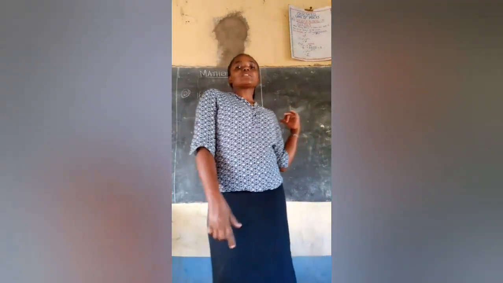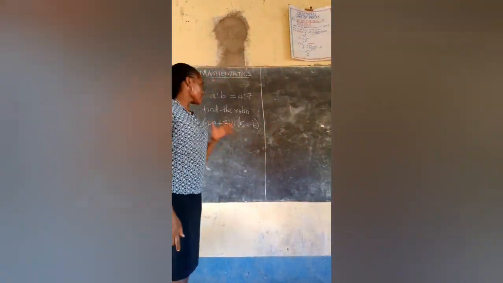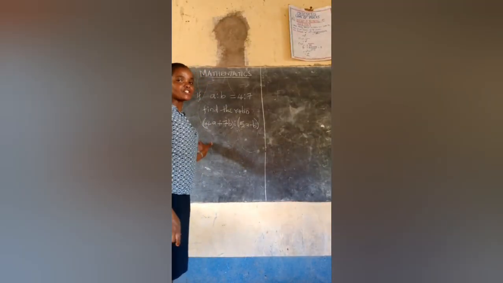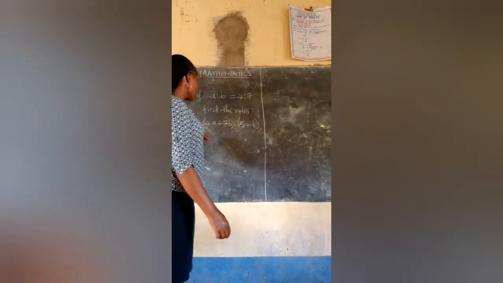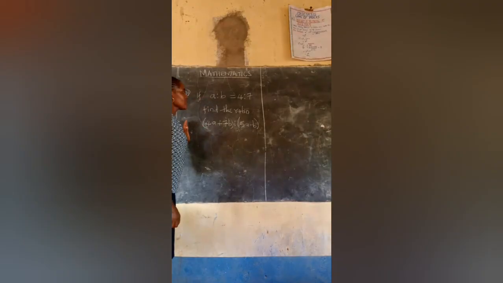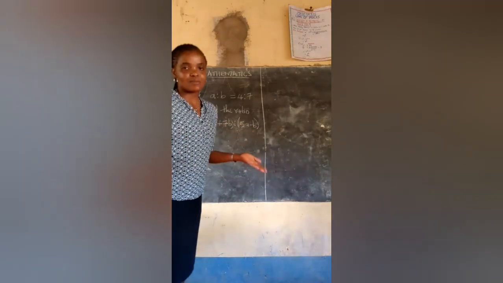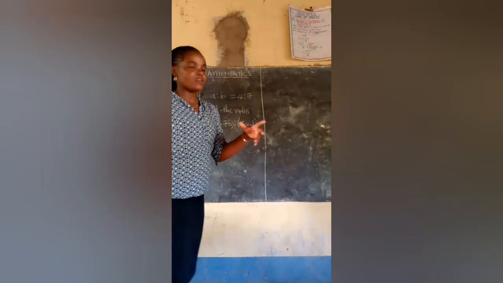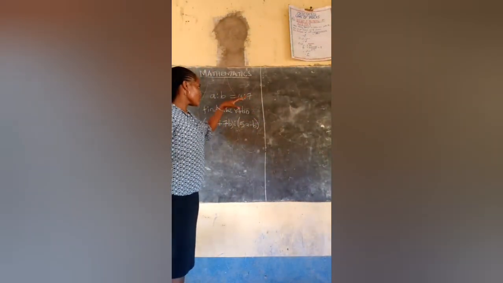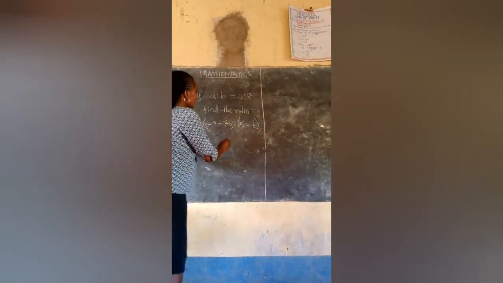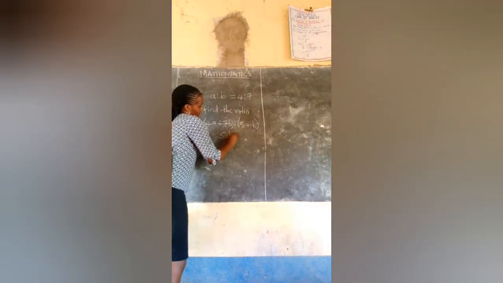Let us look at this question together, and as you can see, the question is from compound ratios, grade 9. We are given that if A is to B is equal to 4 is to 7, find the ratio 4A plus 7B is to 5A minus B. So in this case, let us have the solution.